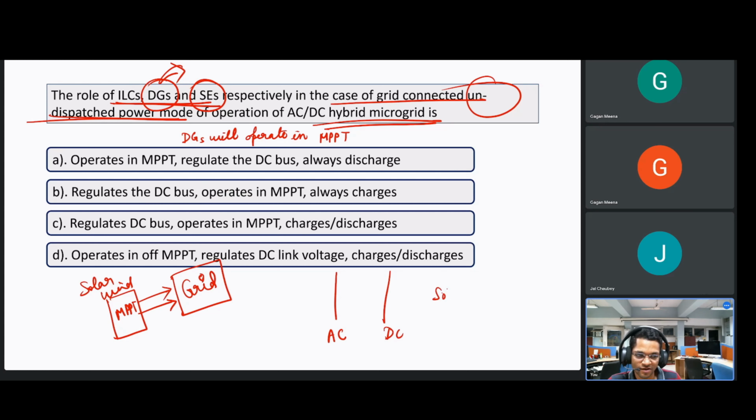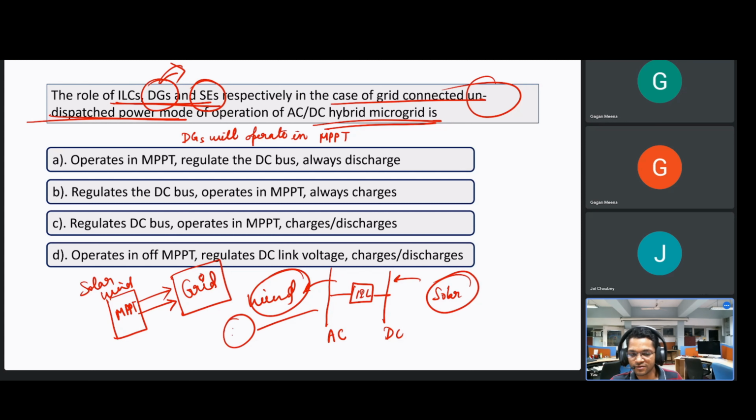Here is solar. Here we have wind. This is the interlinking converter. Because we are setting maximum power here to the main grid, this converter has to regulate the DC bus voltage.